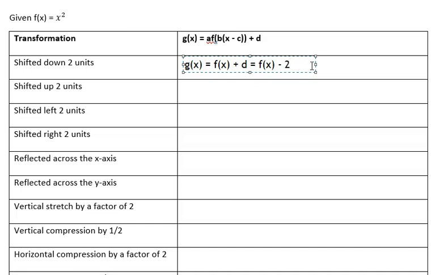To go down 2 units, take the function down 2 units vertically, we would have to subtract 2 from every y value. So we subtract 2 from f of x. And since the function is x squared, basically we're saying x squared minus 2. If we want to shift up 2 units, same idea, except instead of -2, we're actually adding 2 to the function.